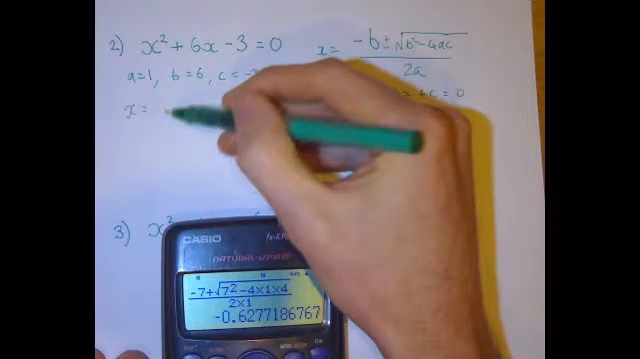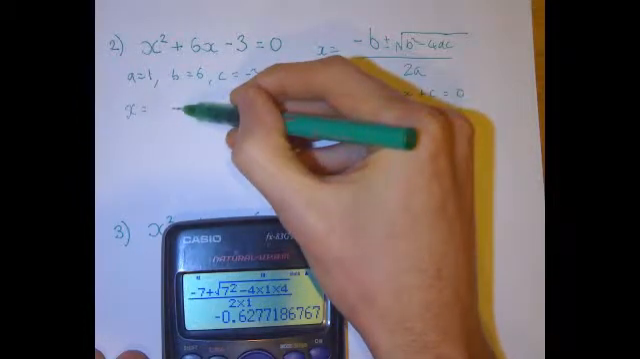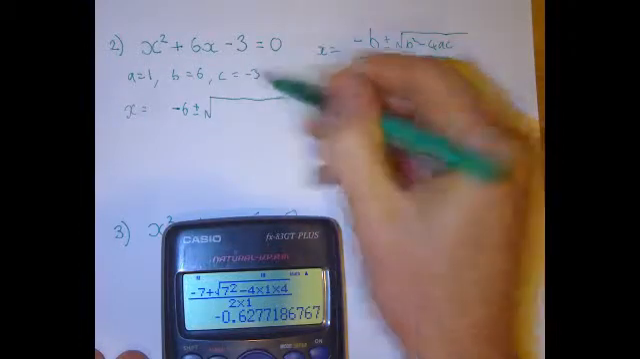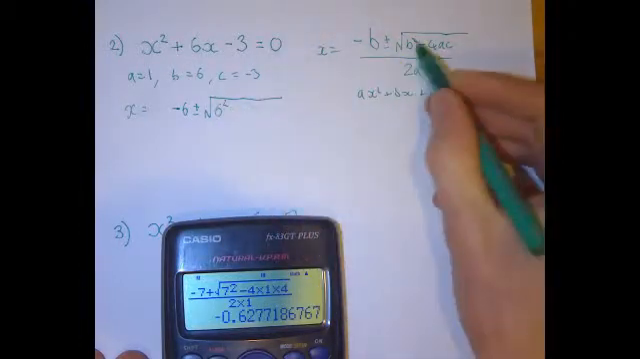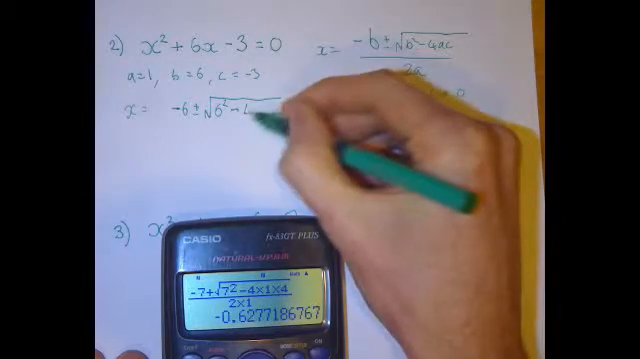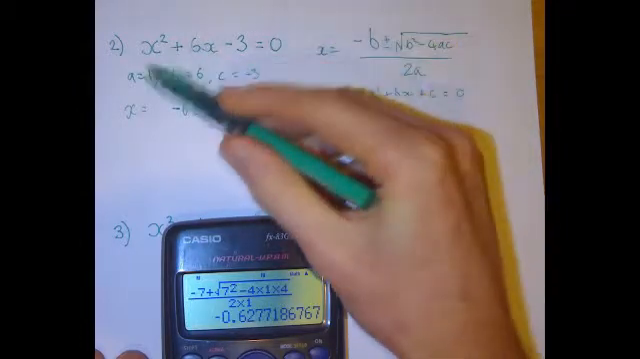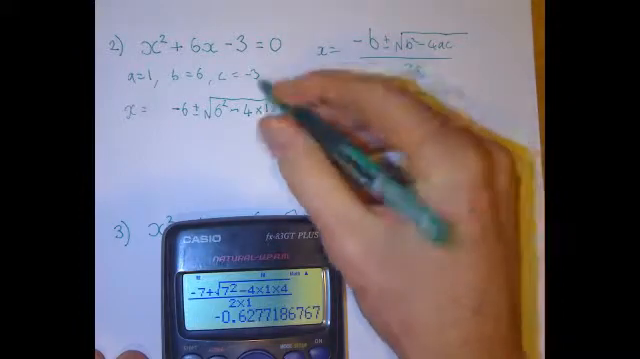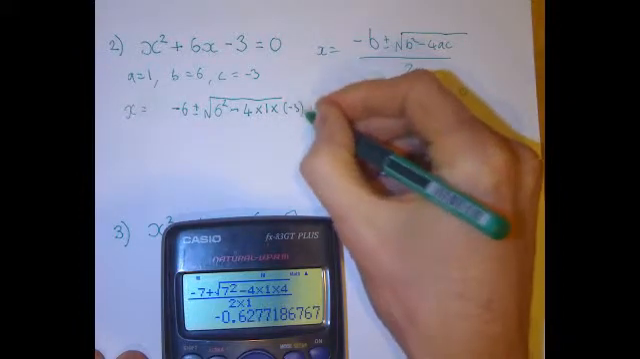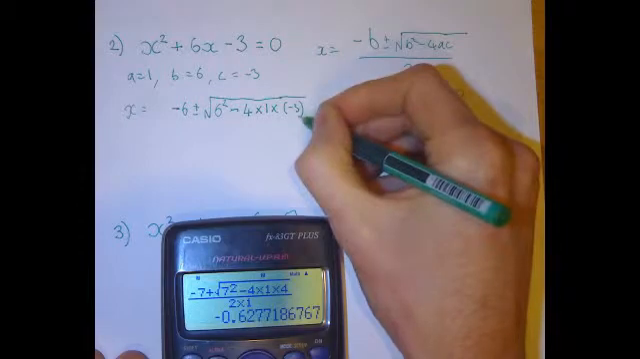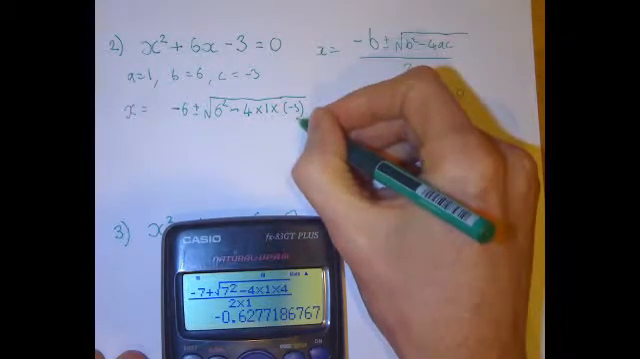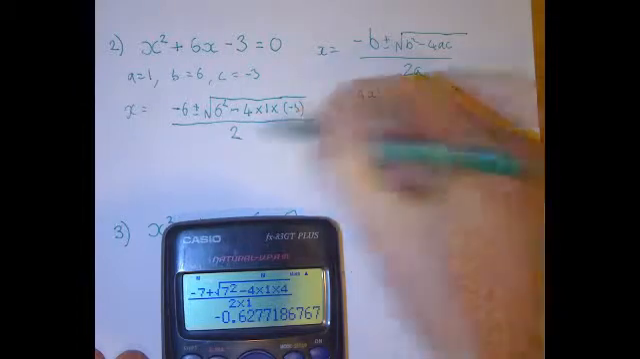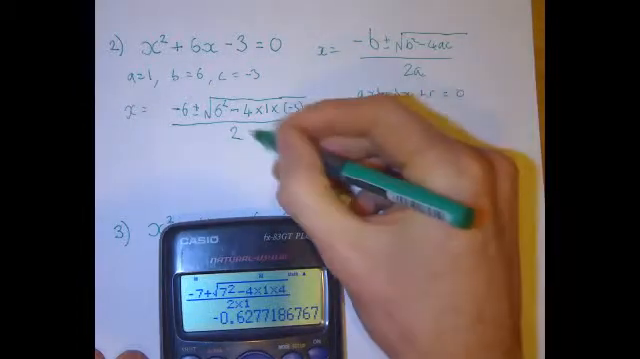So let's write my formula out. X equals minus b, so minus 6 plus or minus the square root of b squared minus 4 times a, which is 1, times c, which in this case is negative 3. Notice I've put that negative 3 in brackets. We'll come to how to do that on the calculator in a minute. All divided by 2 times a, where a is 1, 2 times 1.